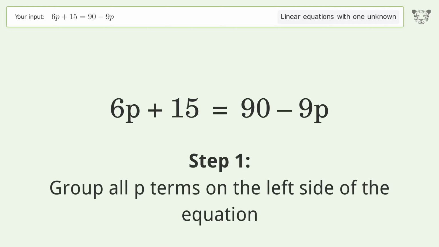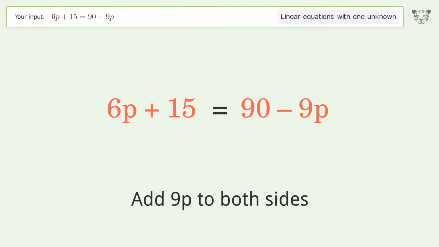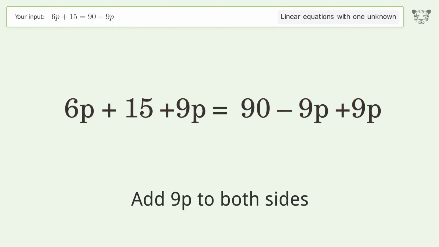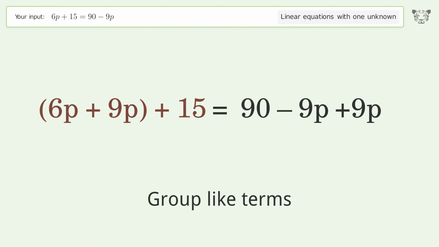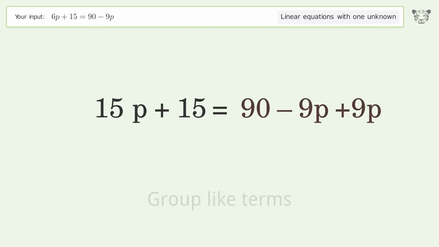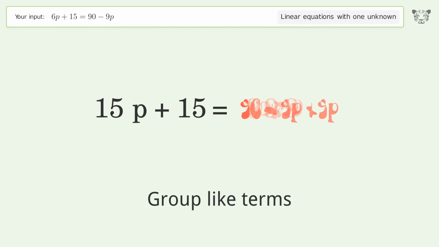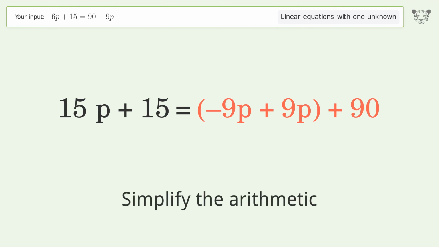Group all p terms on the left side of the equation. Add 9p to both sides. Group like terms. Simplify the arithmetic. Group like terms. Simplify the arithmetic.